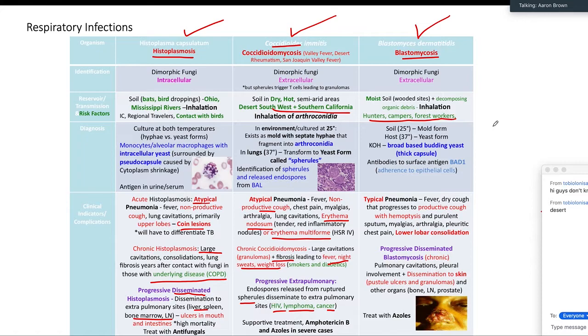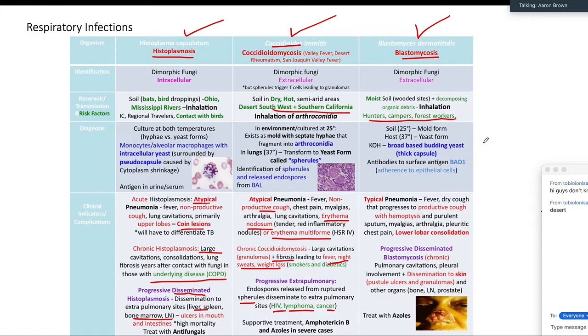This particular fungus likes to live on decomposing plant life. Think about an old tree that fell onto the ground. Someone sets up camp right next to it, kicking around in that old decomposing wood. They might be kicking up some of this blasto. As long as they're not immunocompromised, they're really not going to have that big of a problem.